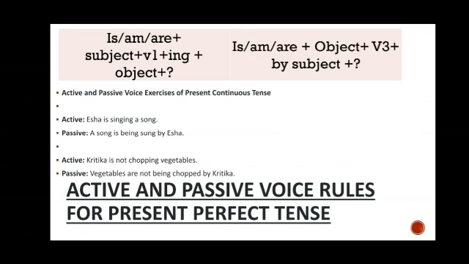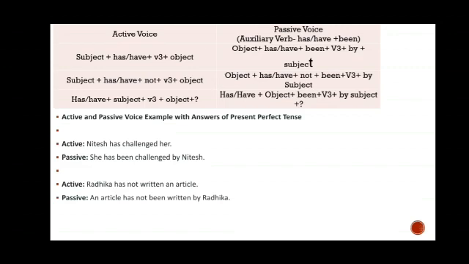Now next is present perfect tense. In present perfect tense you have to use subject, then has, have, then third form of verb and then object. In negative naturally not बीच में आ जाएगा, subject, has, have, then not, then verb third, then object. And in interrogative has, have, subject, verb third, then object.